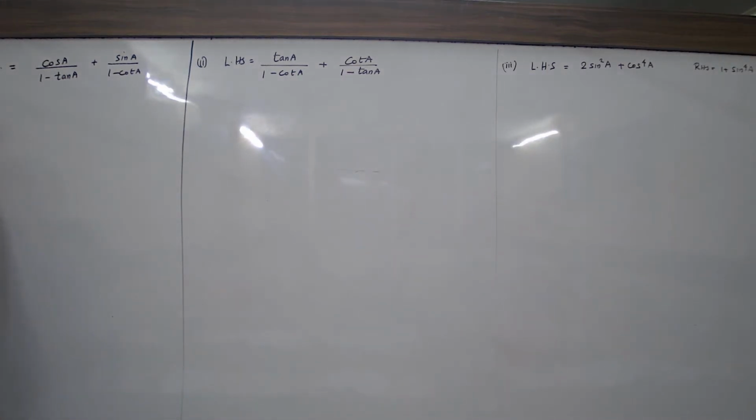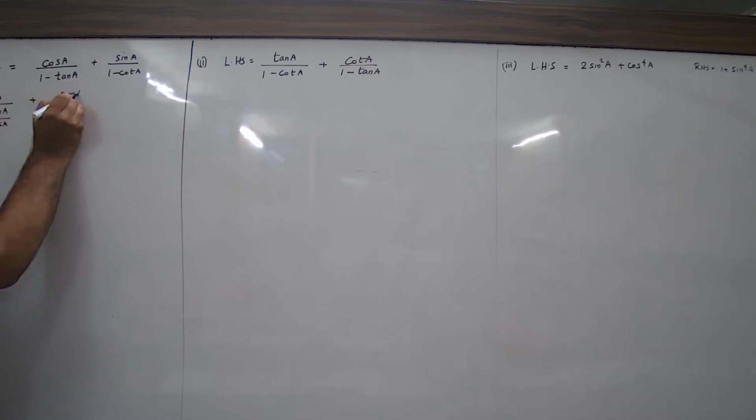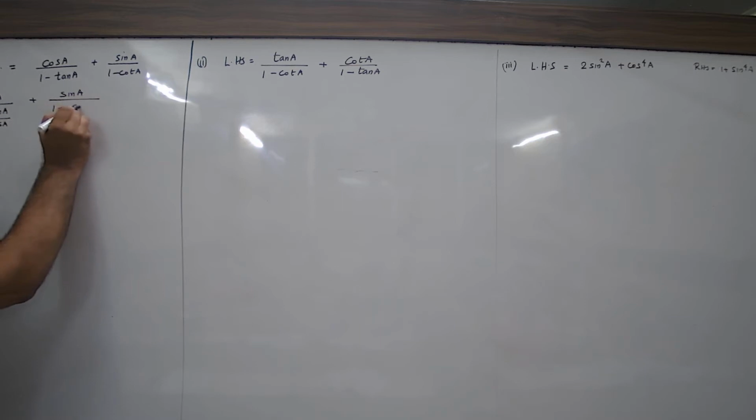Let us simplify this. cos A by 1 minus sin A by cos A plus sin A by 1 minus cos A by sin A. Is this clear? Doubt?